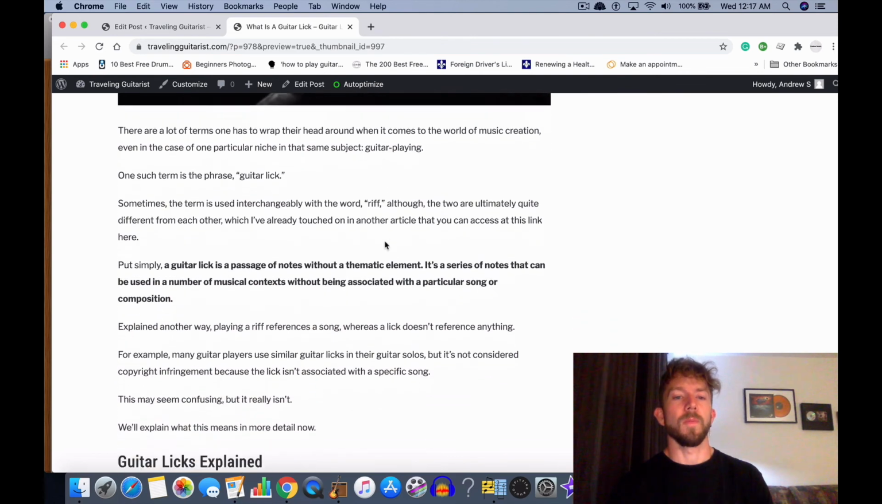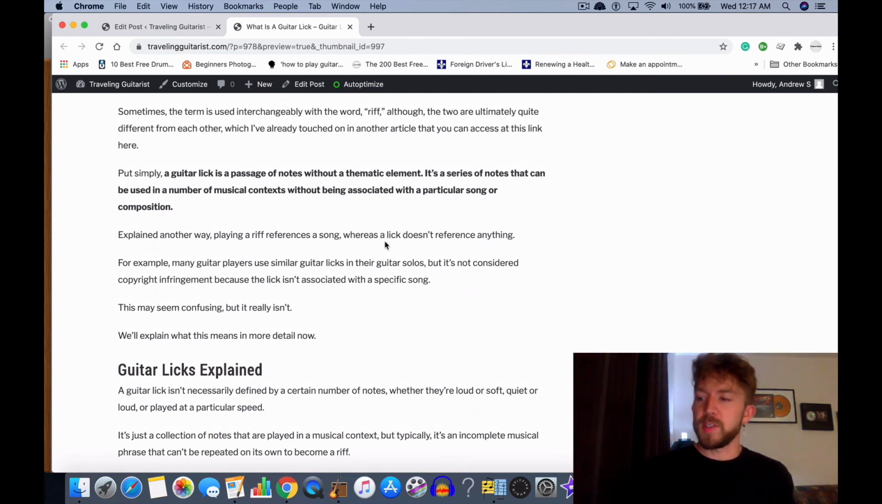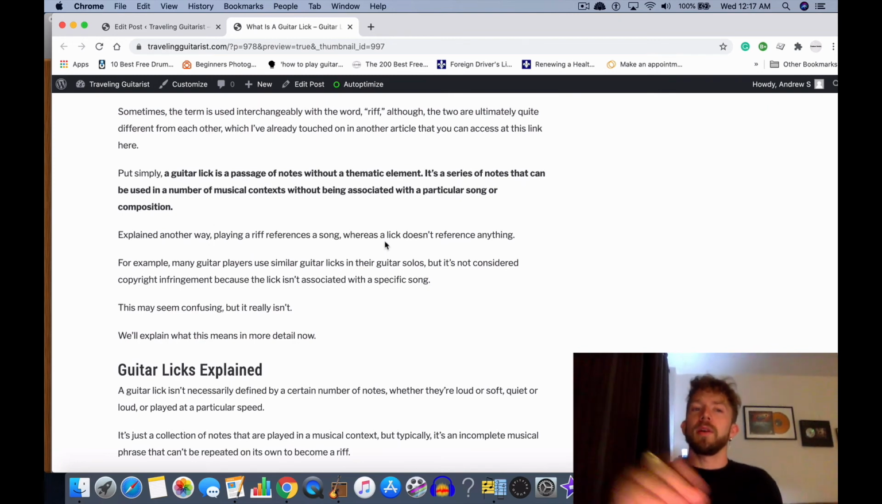By that I mean, a riff is different because whenever you play a riff, you're immediately calling attention to a song that's already been written. You know what I'm saying? If you think of the classic riff from Smoke on the Water, that's a riff where the moment you play that, everybody on earth knows that's Smoke on the Water from Deep Purple. You're calling back to that song. You can't play that riff without calling back to that song.